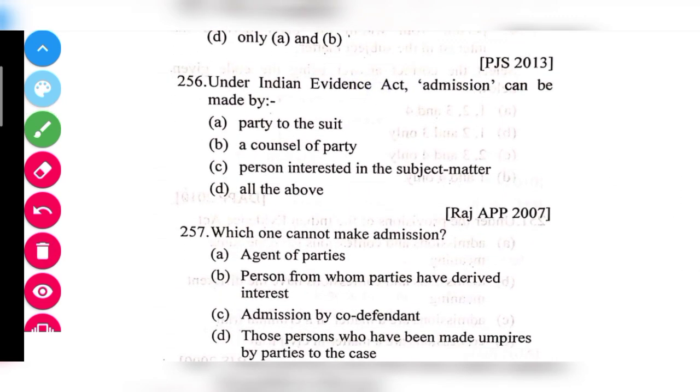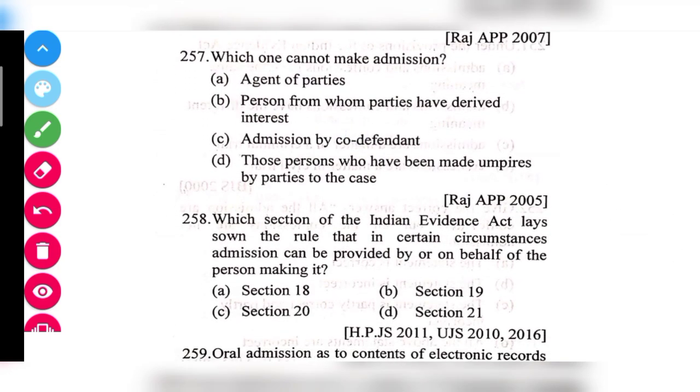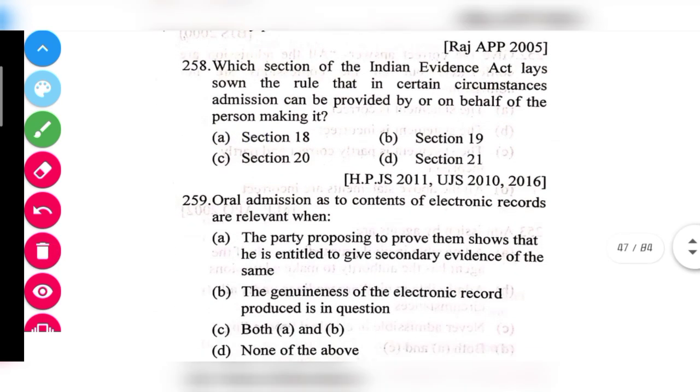256. Under Indian Evidence Act, admission can be made by? Answer is D. 257. Which one cannot make admission? Answer is C. 258. Which section of the Indian Evidence Act lays down the rule that in certain circumstances admission can be proved by or on behalf of the person making it? Answer is D.